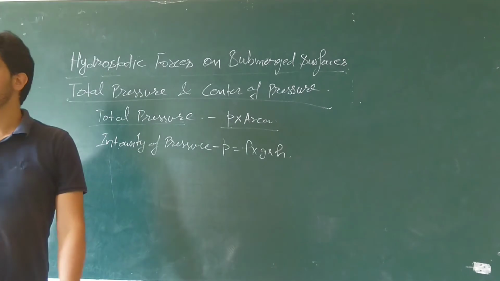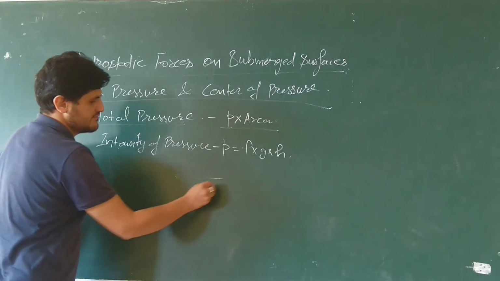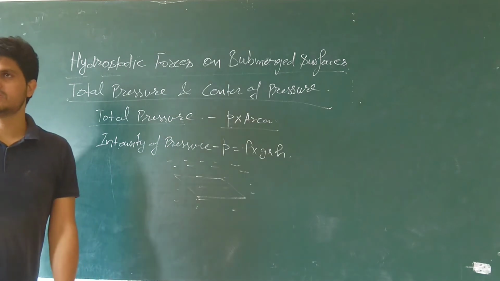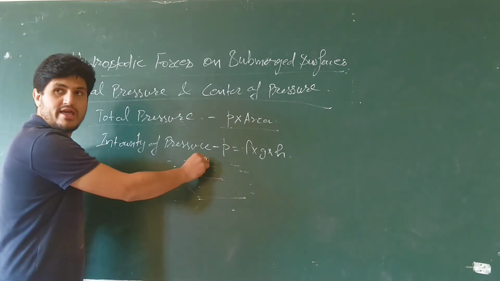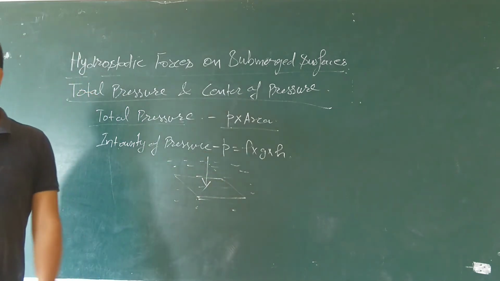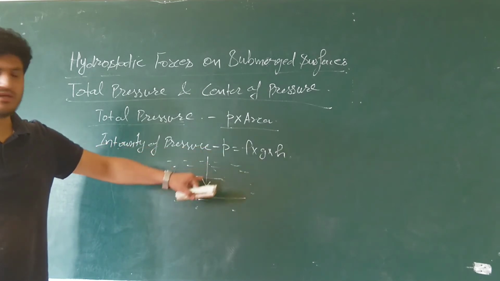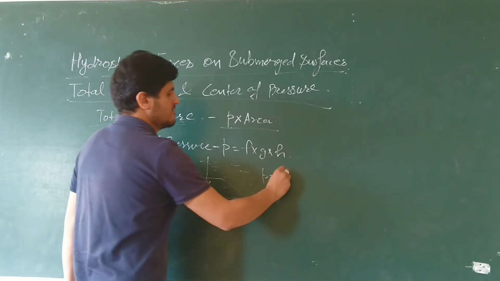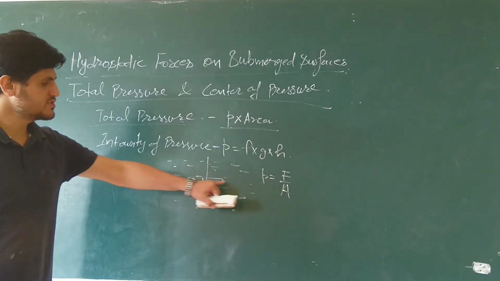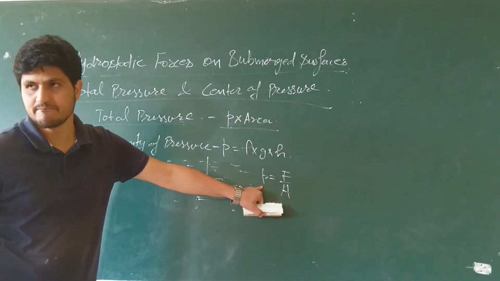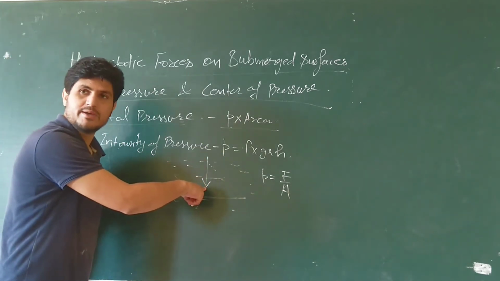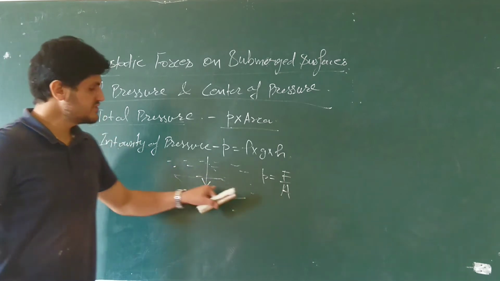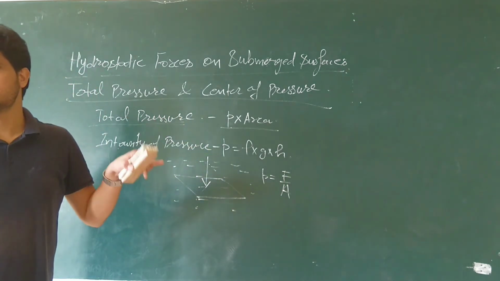Is it clear? Suppose this is a surface which is submerged inside a fluid. Any fluid, and this surface is submerged in it. Now the fluid will exert some pressure on this surface, some force will act. Because of that force, there will be some pressure here. Because what is P? P is force per unit area. How much force is acting over how much area, that is your pressure. So how much force is acting on this surface is represented by F and the area is represented by A. So this will be the intensity of pressure.